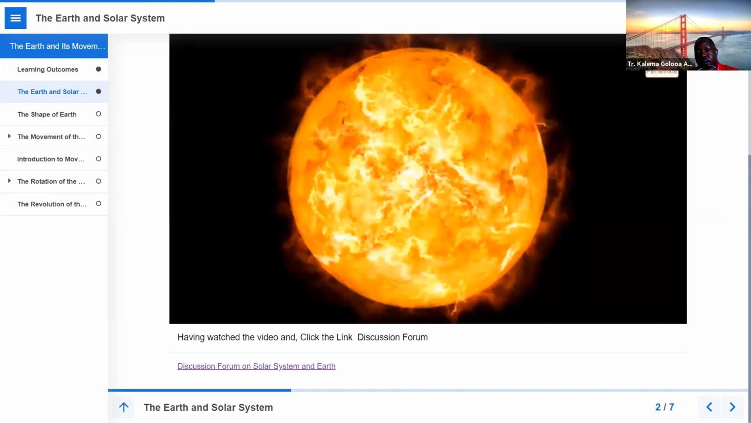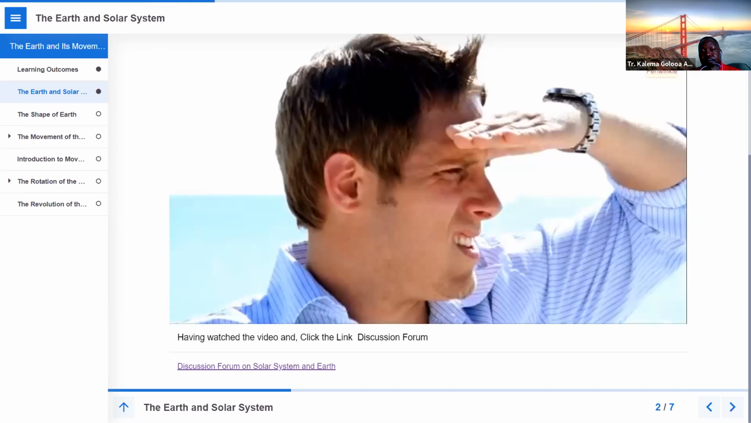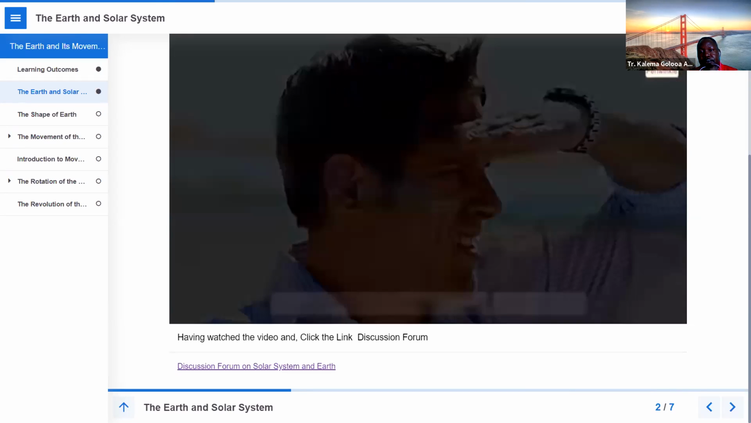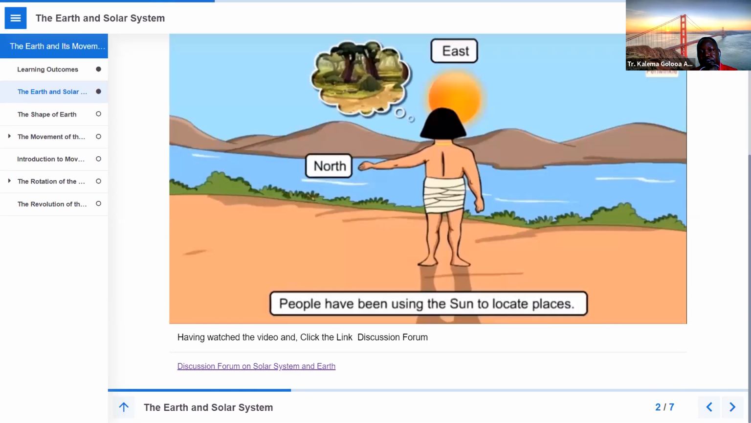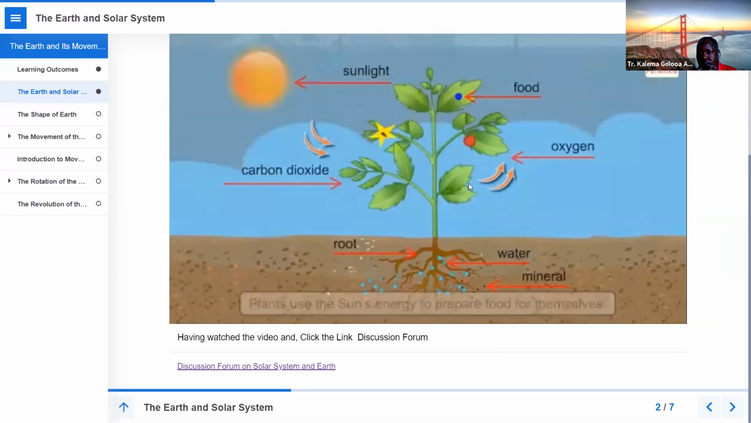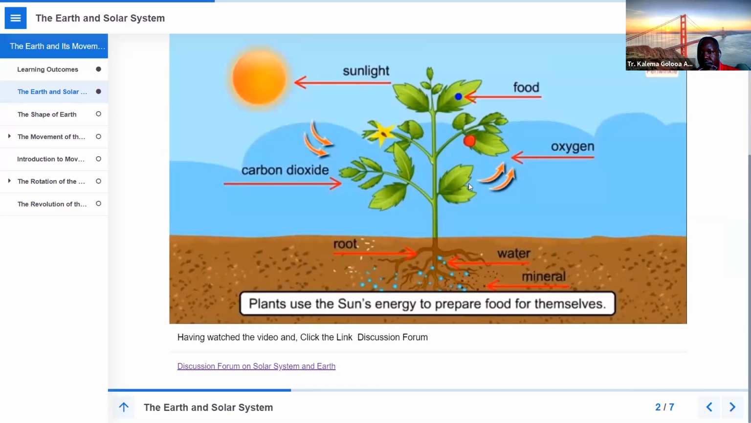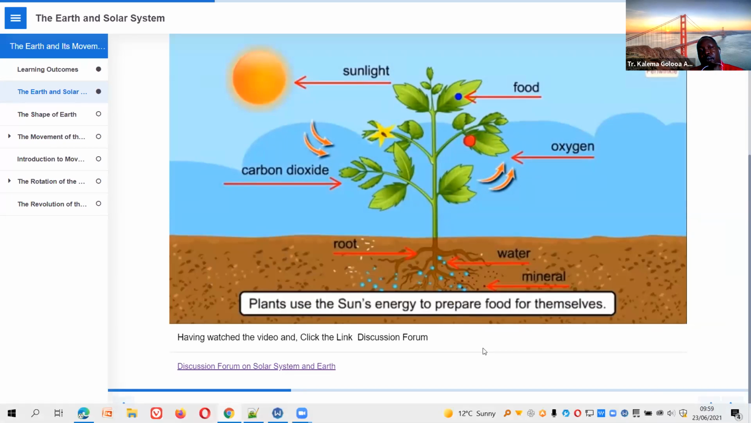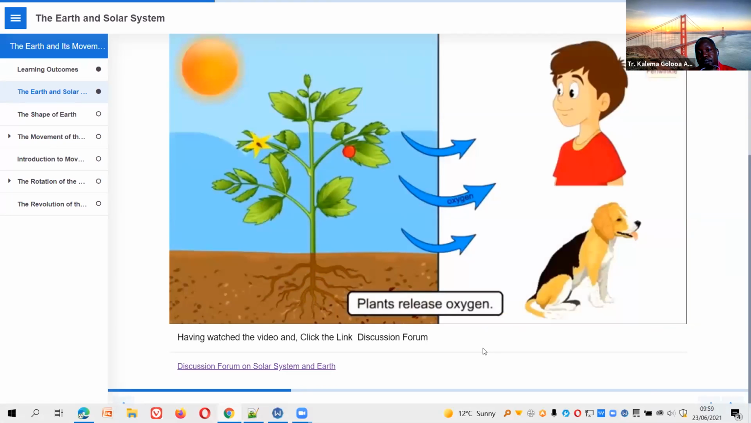The gases burn and boil all the time. The light from the gases is so bright that if we look directly at the sun, we will hurt our eyes. Since ancient times, people have been using the sun to locate places and to find their way back if they get lost. The rays of the sun provide the energy for every living thing on earth. Plants use the energy from the sun to prepare food for themselves. In the process of making food, they release oxygen, which animals and we breathe.